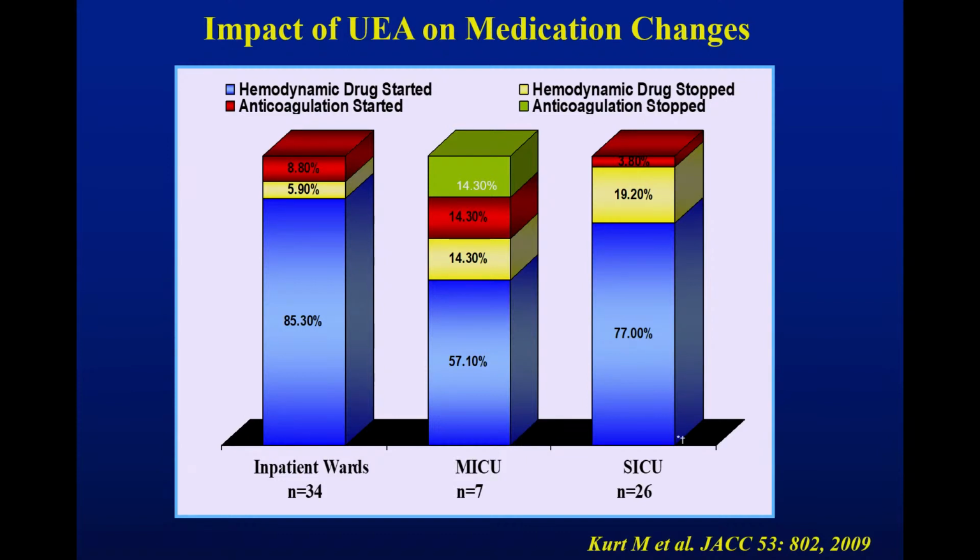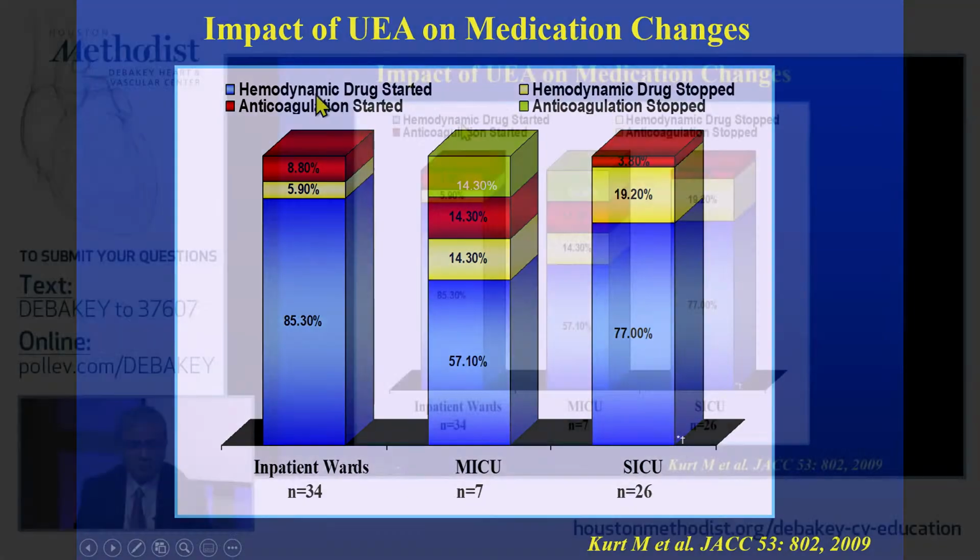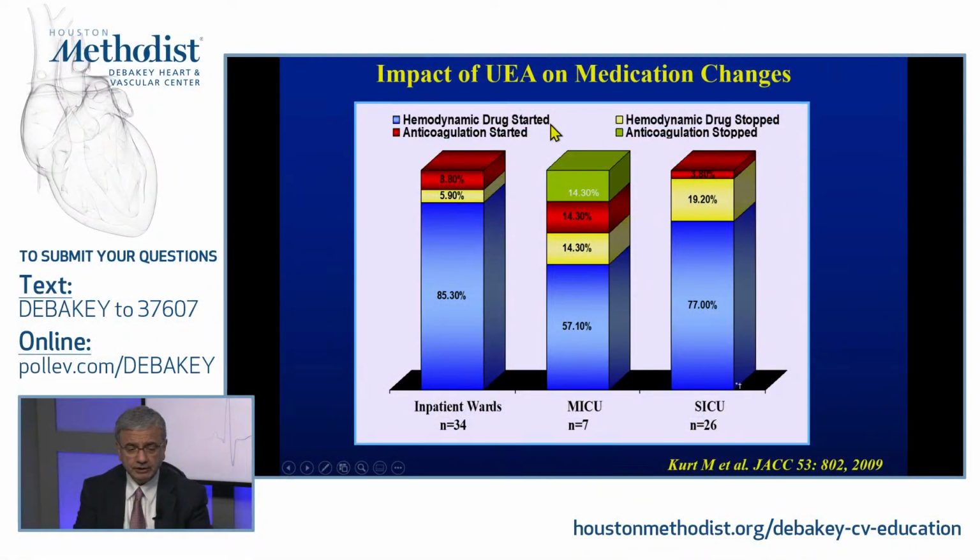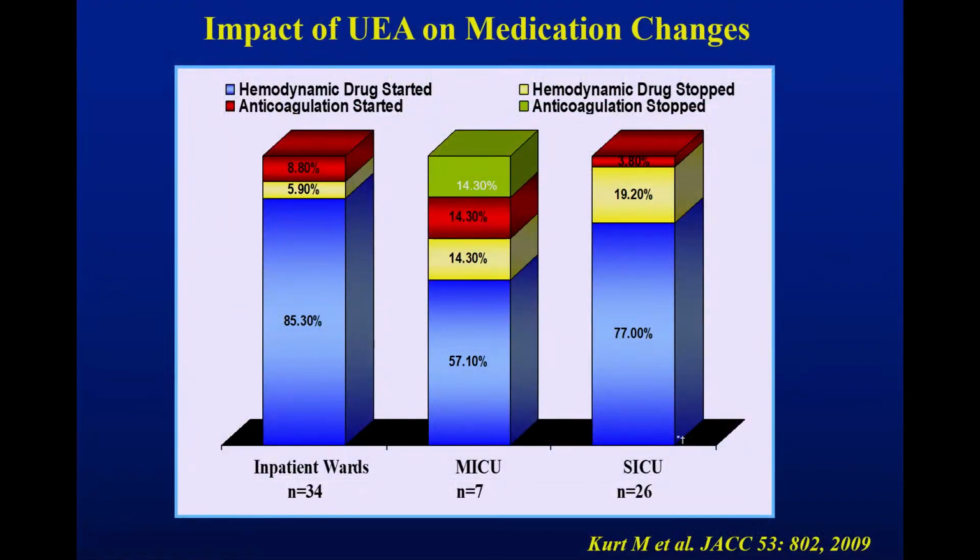Now, the impact of medication change, here you go: hemodynamic drug started in blue, hemodynamic drug stopped. You could see that because it was the right call when you now know what the ventricular function is. And at times you see something that is suspicious for a thrombus, or you may not see anything. Anticoagulation started in about 5 to 15% or so of patients.